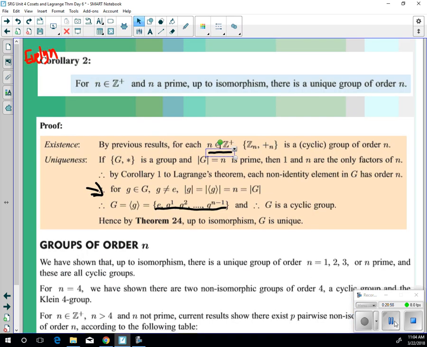And then if a number is a prime number, then there's only one group that has that order, because if the number is prime, the only two factors of it are 1 and n. And so it makes it so that there can only be one group.